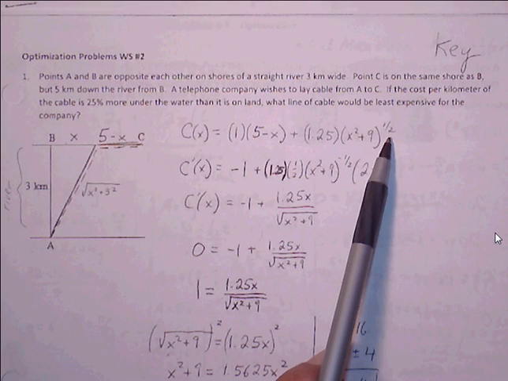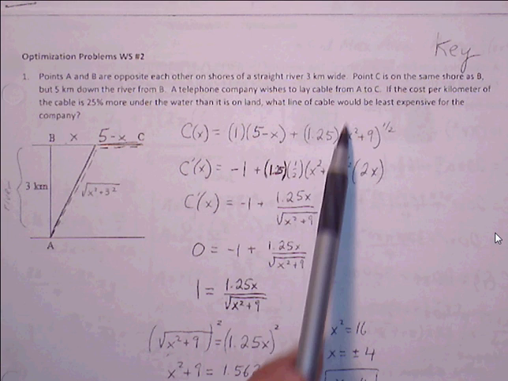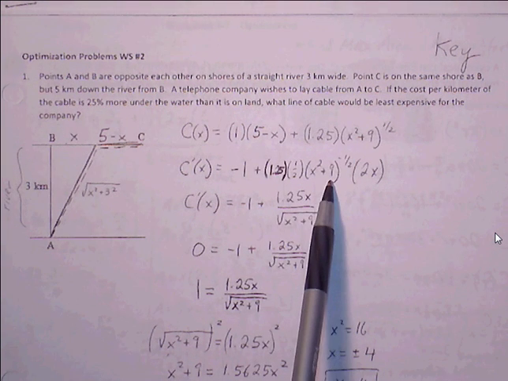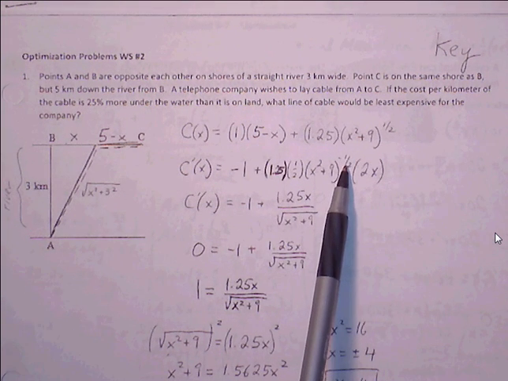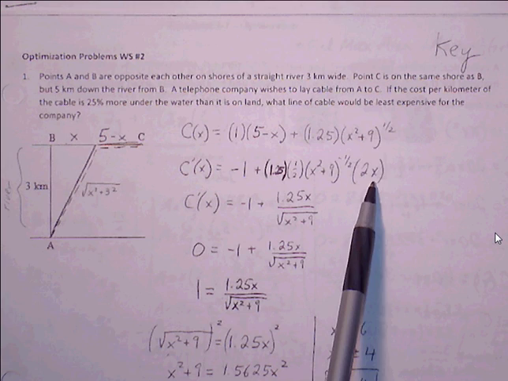We just take the derivative using the chain rule for x squared plus 9 to the 1/2. So we bring down the 1/2, keep the parentheses, and subtract 1 from the exponent. So 1/2 minus 1 is negative 1/2. Multiply by the inside function's derivative. So x squared becomes 2x.